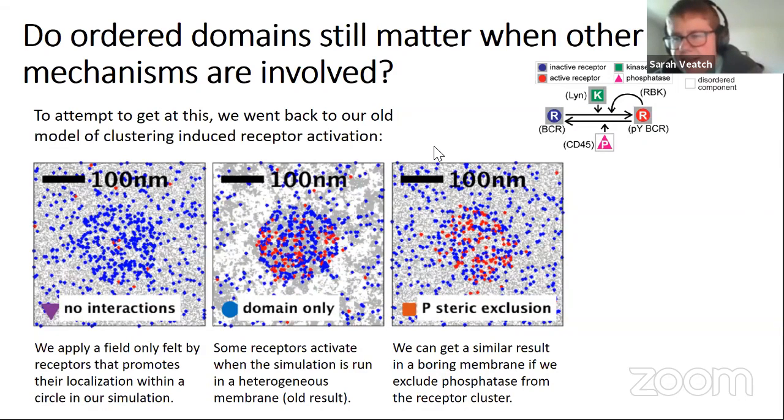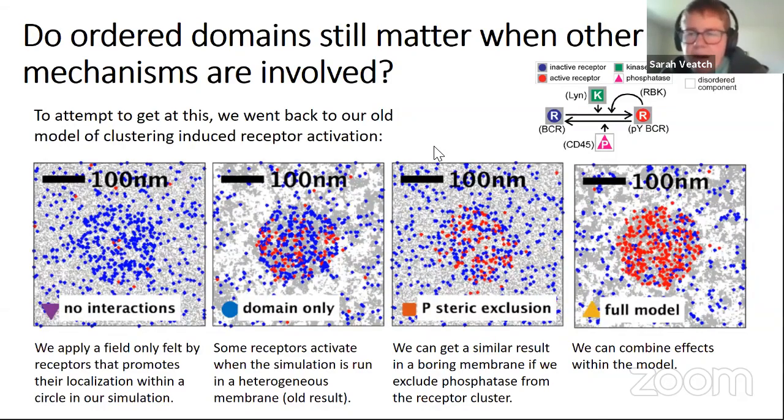We added in another potential. So we added a repulsion for phosphatase. Basically, within the circle where we're also clustering receptors, we can say phosphatases can't go there at all. And that's what we did. And so you can also activate receptors by this mechanism. And then we can combine these two effects and see what happens.